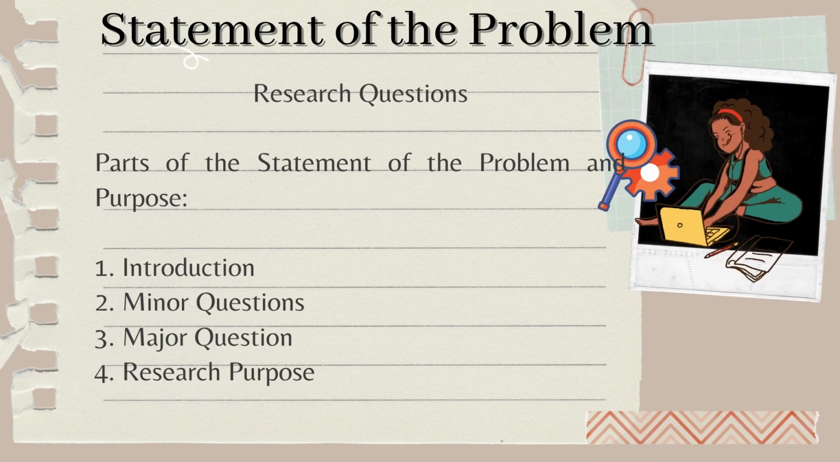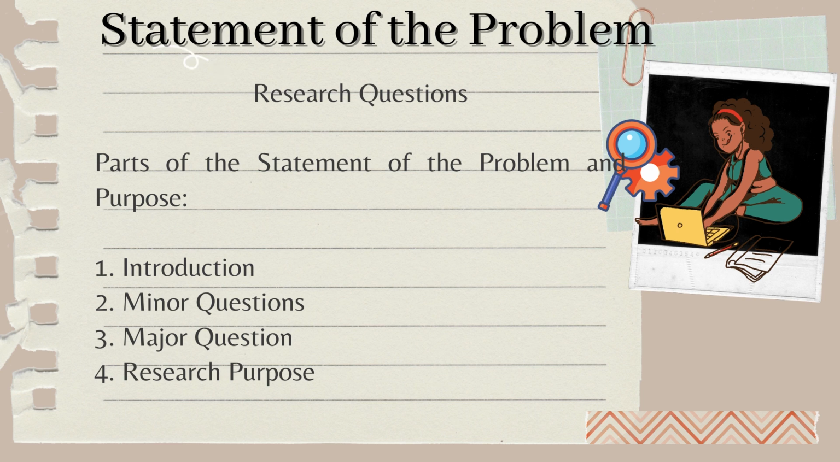Alright, so statement of the problem. Your SOP depends on the type of your research, whether it is descriptive or correlational. Okay, so in the statement of the problem, we have research questions. These are the questions of the researchers. Ito yung mga tanong mismo ninyong mga researchers. Okay, and we have parts of the statement of the problem and purpose. The first one is introduction, minor questions, major question, and number 4 is research purpose.